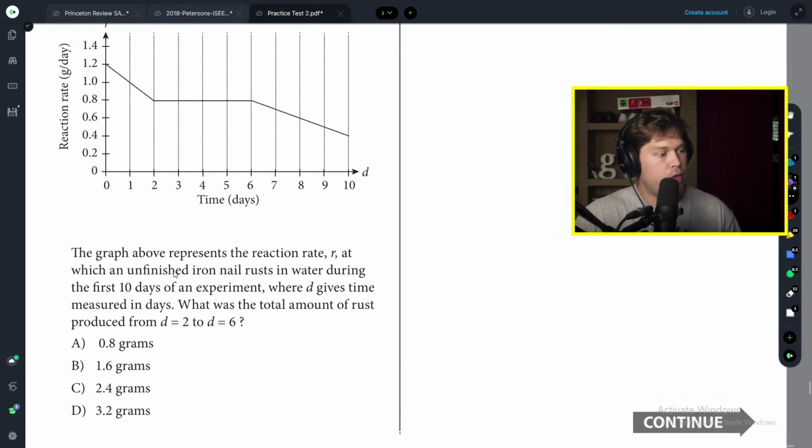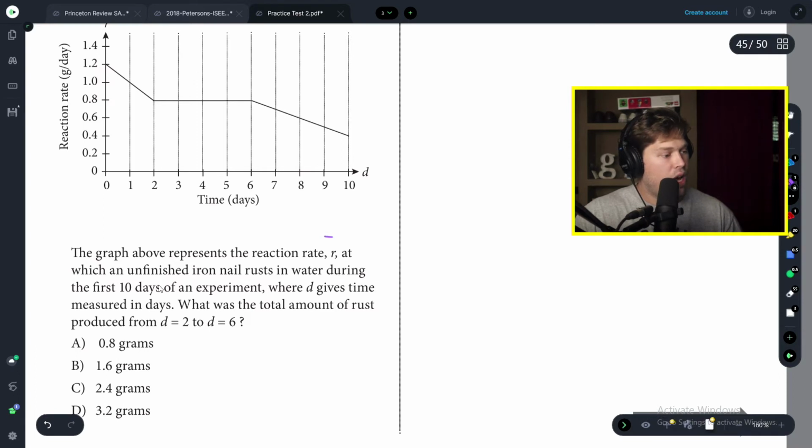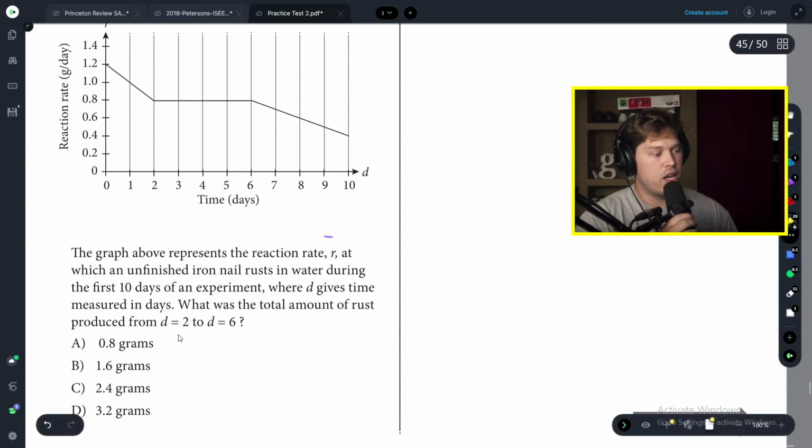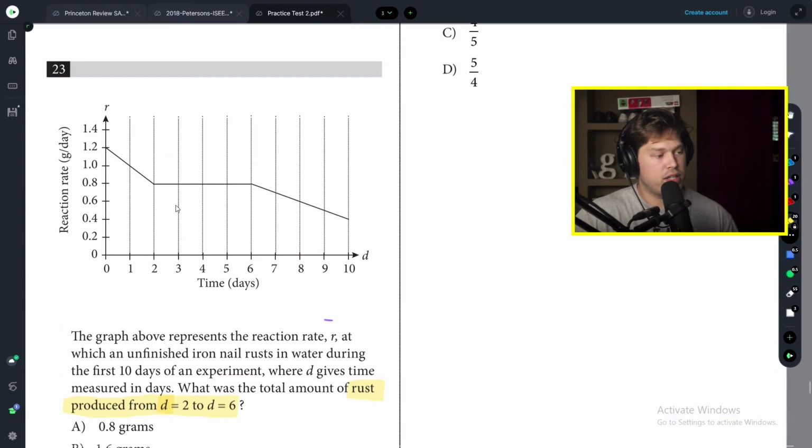The graph above represents the reaction rate R at which an unfinished iron nail rusts in water during the first 10 days of an experiment, where D gives time measured in days. What was the total amount of rust produced from d equals 2 to d equals 6? So we want to know the amount of rust produced from d equals 2 to d equals 6.